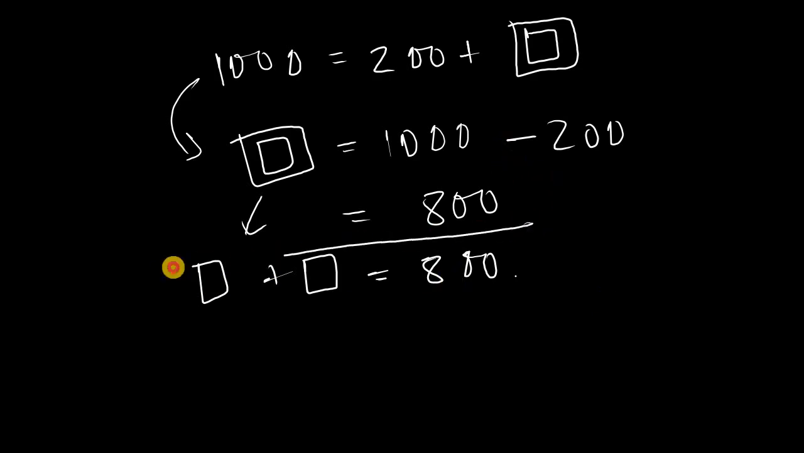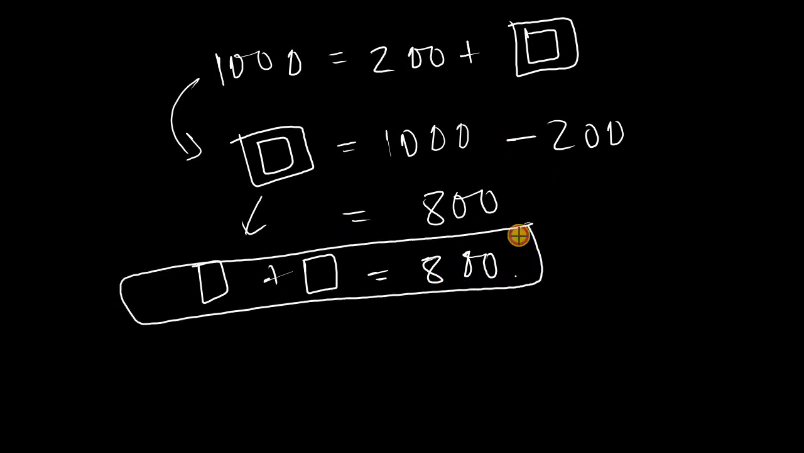So after doing the first set of problems, we are now coming back to a sort of word problem which says: find two numbers such that their sum is 800. Now there are so many ways of solving this. You can choose any number.